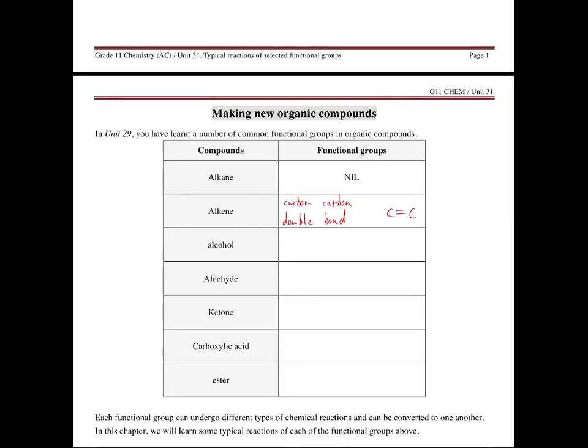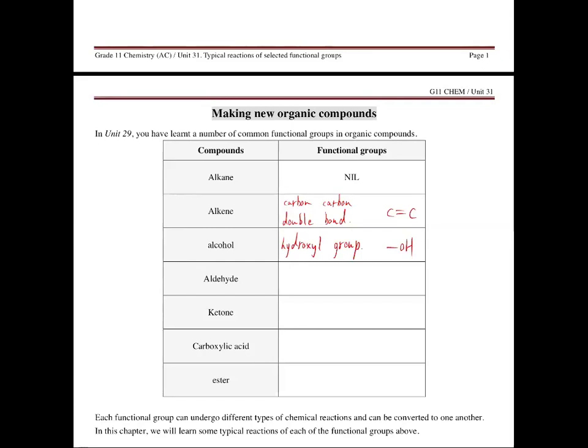Okay, and then the next group we have is alcohol. For alcohol, the functional group is the OH group. So how do we name the OH group? We name it as hydroxyl group or hydroxy group. We don't call it alcohol group, okay? So pay attention to that one.